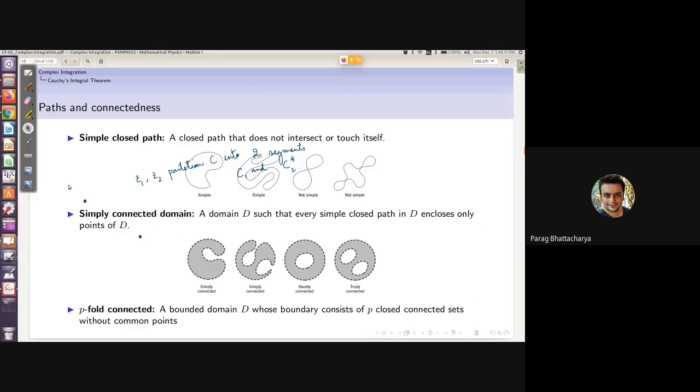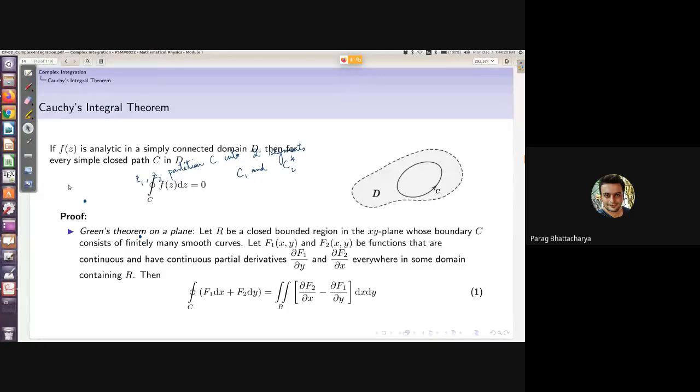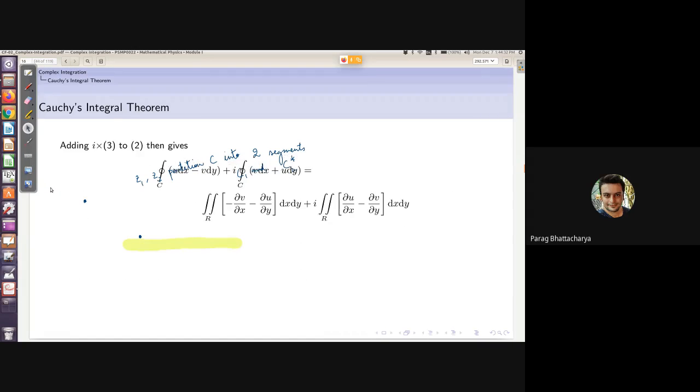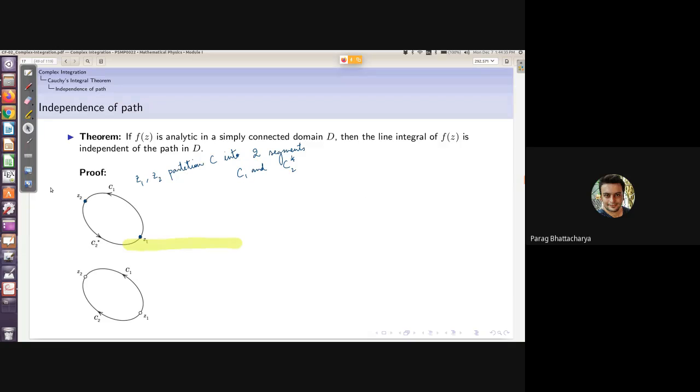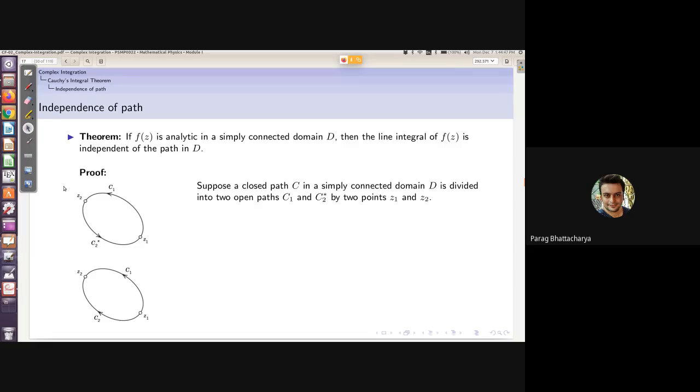How do you know that? Because of this: remember, the path could be made out of finitely many smooth curves. So no problem, I could as well divide the path into many segments, as long as the path has a finite number of smooth curves. So Z1 and Z2 partition the closed loop into two parts, C1 and C2 star.